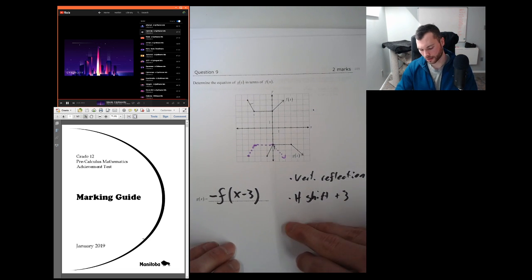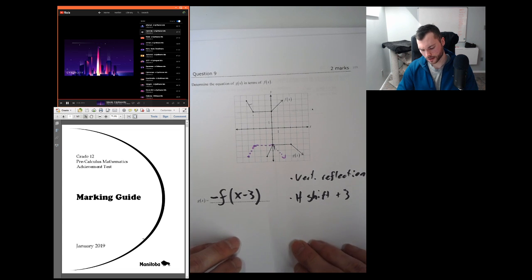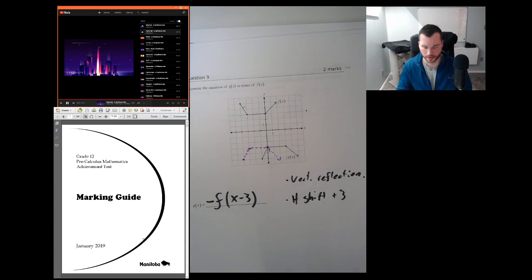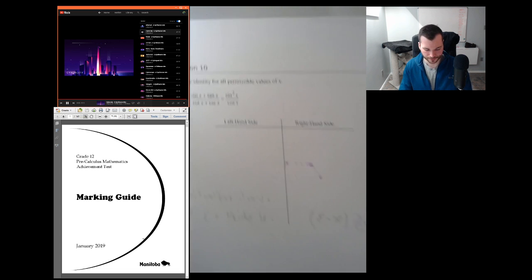I'm just trying to think if there would be more equations that could happen. I don't think so. Sometimes there are, but I don't think in this case there would be. Whatever, we can look at the marking guide later. I kind of have it there, but I don't know if we're going to use it or not.